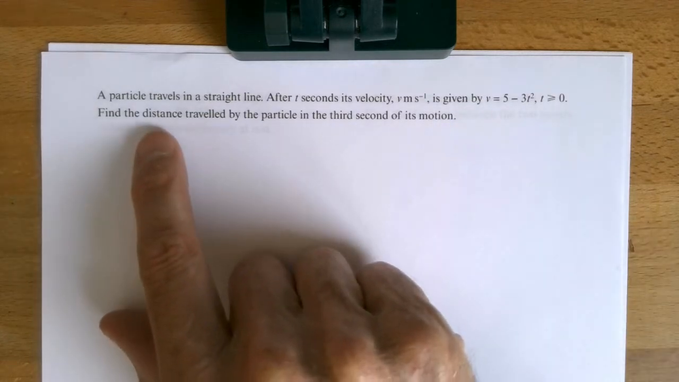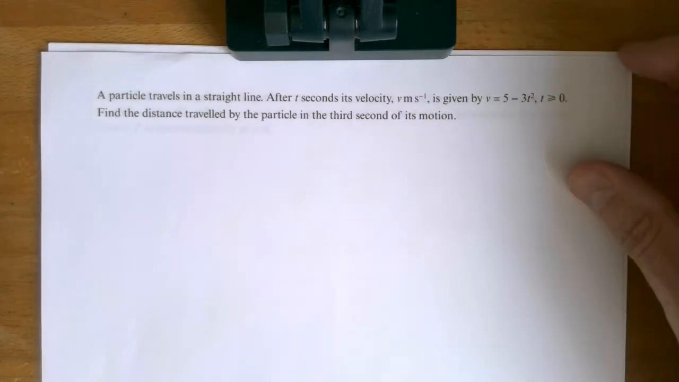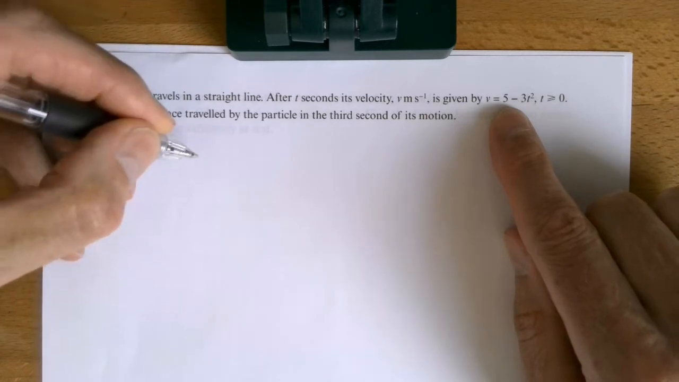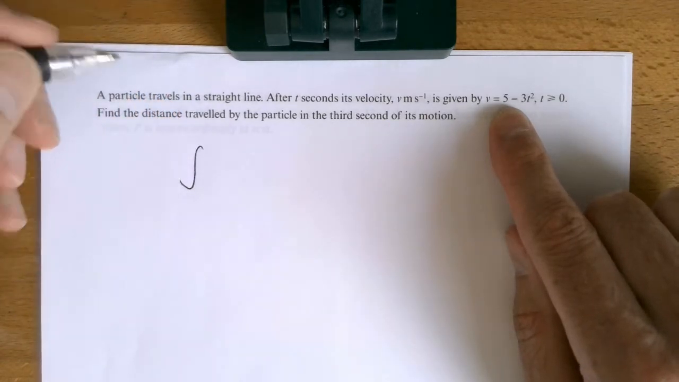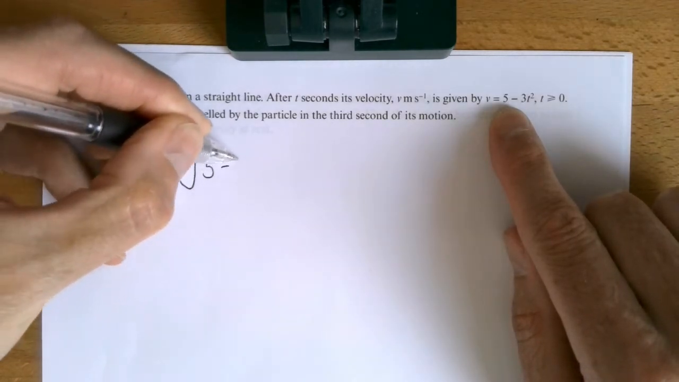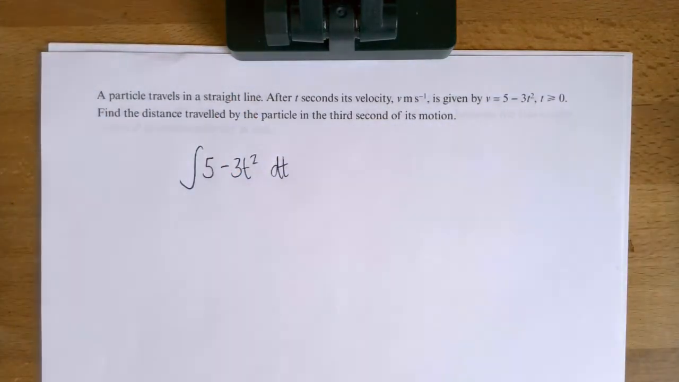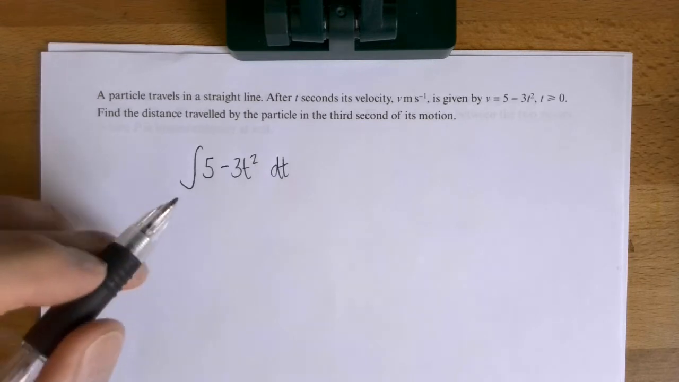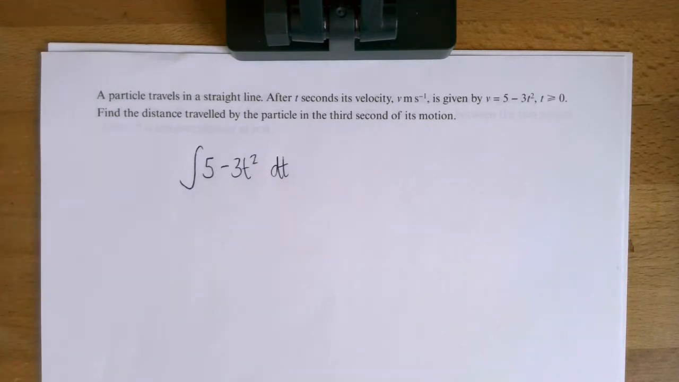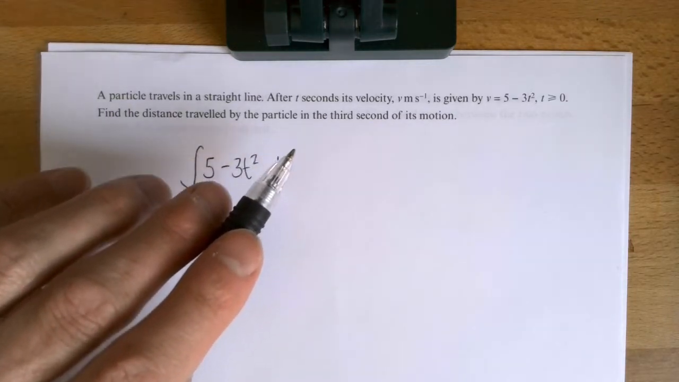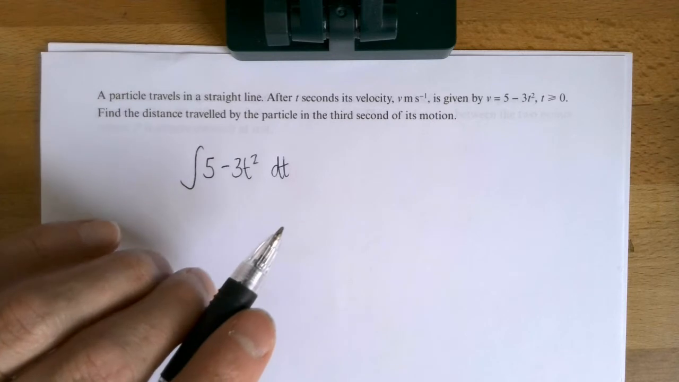to find a distance. So I straight away know that this is an integration problem. To find the distance, I need to integrate 5 minus 3t squared. T is the variable, so we say dt. Now, the answer to that would be a formula for the distance, but it doesn't want a formula for the distance. It wants the distance travelled by the particle in the third second of its motion.